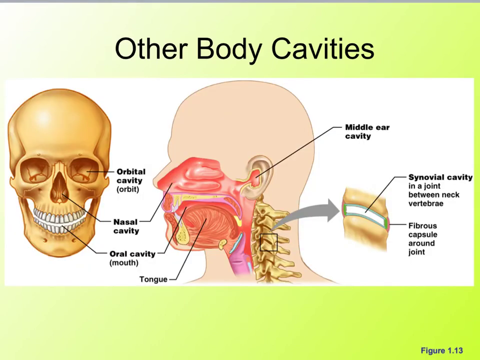So here you can see a picture of those cavities that we just talked about. So just familiarize yourself with where they are. Here you see a synovial joint in the vertebrae, and then the fluid that's in between there. So the same parietal serosas and visceral serosas exist in these cavities as well.